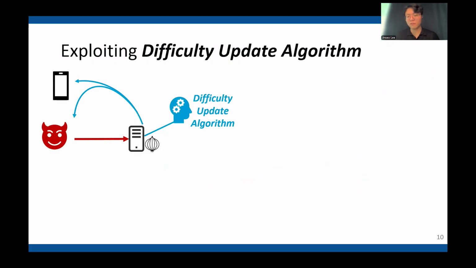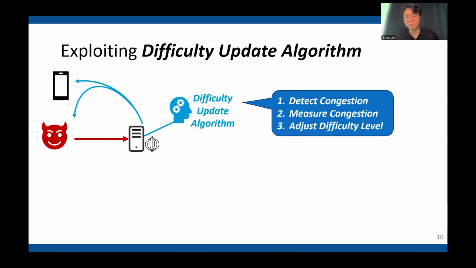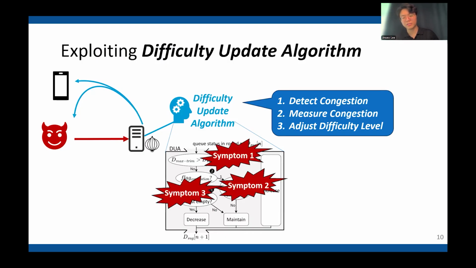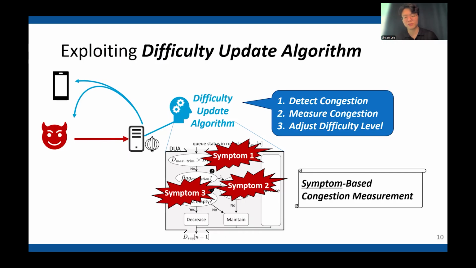The crux of our OnionFlation attack is the difficulty update algorithm of Tor's PoW puzzle. That is, we exploit how Onion services set their puzzle difficulties. Currently, the difficulty update algorithm detects and measures the congestion, then adjusts the puzzle difficulty based on the measurement results. We illustrate the behavior of the current algorithm here. Importantly, this algorithm is designed to detect different symptoms of congestion, implementing symptom-based congestion measurement.